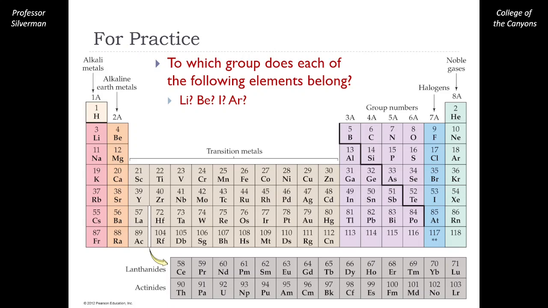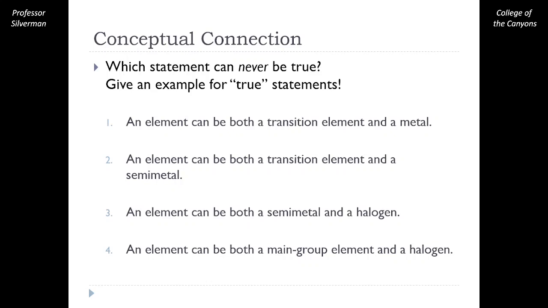All right, here are those families in the periodic table. We have our alkali metals as group 1, alkaline earth metals as group 2, the halogens as group 17, and our noble gases as group 18. For practice, we have a couple of statements. Are these true or false? Which ones are never true? If they are true, can we give an example? Can elements be both transition elements and metals?